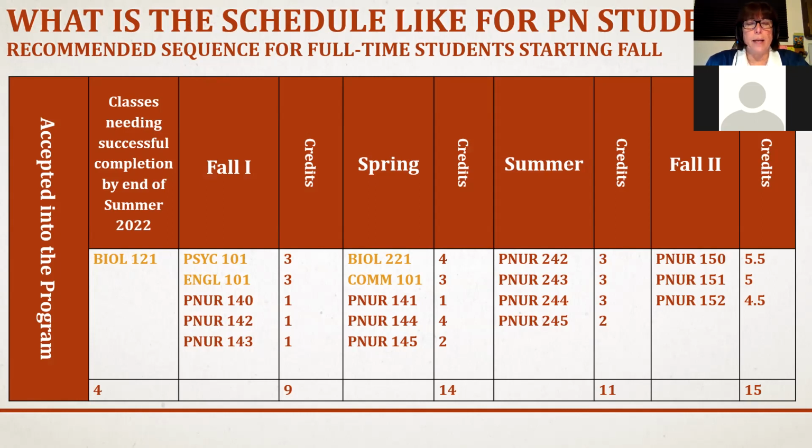So the way it would be designed is that practical nursing 140 would be over the whole 14 weeks. Students would take 143 in the first 7 weeks, 142 in the second 7 weeks. 141 would be over the whole 14 weeks, PN 144 in the first 7 weeks, PN 145 in the second 7 weeks. The summer's a little different. It's a 12-week summer session with 4 courses. And so each course is a 3-week session. So they would take PN 242 over 3 weeks, 243 over 3 weeks, 244 over 3 weeks, and 245 over 3 weeks. Then in the second fall, they would take PN 152 over the whole 14 weeks, 150 over the first 7 weeks, and 151 over the second 7 weeks.